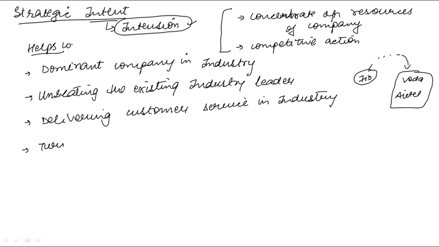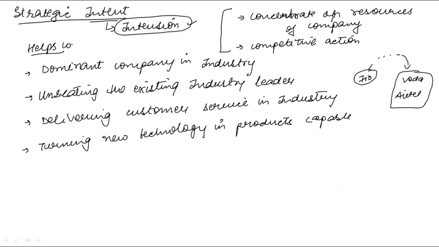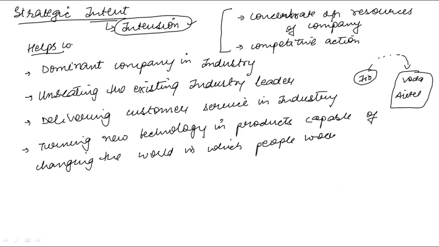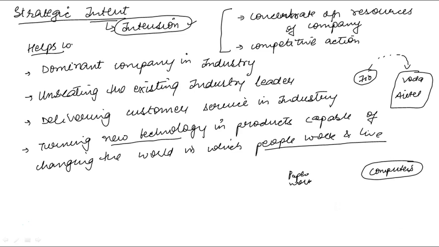After that, turning new technology into products capable of changing the world in which people work and live. So what does it mean? A new technology which is going to basically change the world in which people live. You guys know about computers, right? Nobody had an idea that computers were going to come into our life in such a way that you will not require such kinds of calculations or paperwork. Each and every kind of paperwork has basically been abolished by the use of computers.